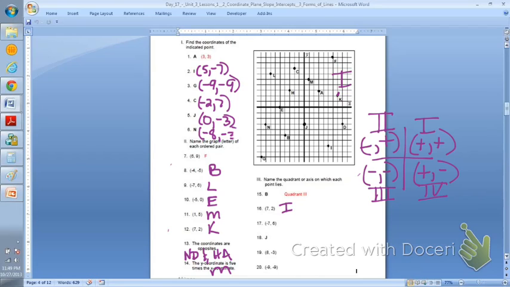So let's apply those rules to question 17. In 17, we have a negative x, but a positive y. So negative x, positive y would be quadrant 2. Question 18, they ask about point J. Point J is right here. It's on an axis, and in fact it's on the y-axis, so you would write y-axis. It is not in a quadrant.